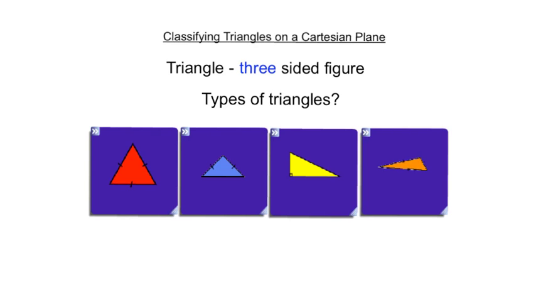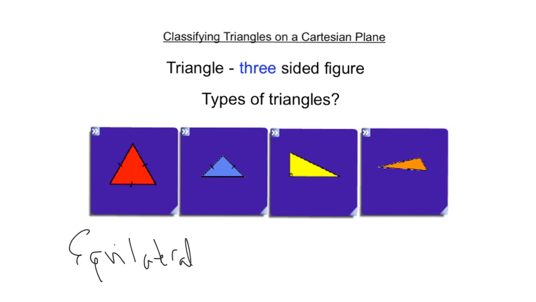The first one, the red triangle, has three sides that are all the same length. That's what's meant by these little dashes here. The three sides all have one dash, and that indicates that those three sides all have the same length. So when we have a triangle with three sides that are all the same length, that's known as an equilateral triangle. Equilateral. Oh, that's a really long one.